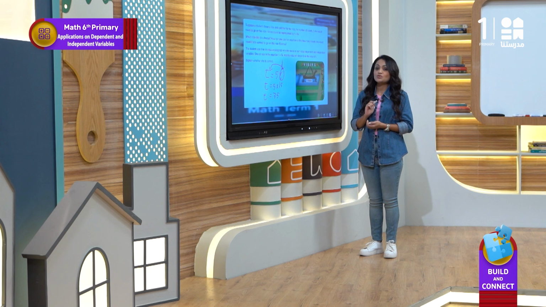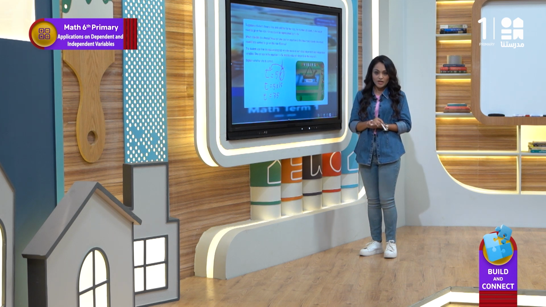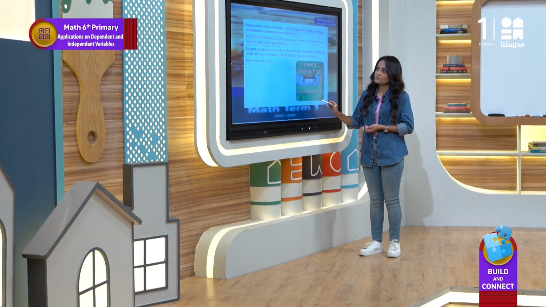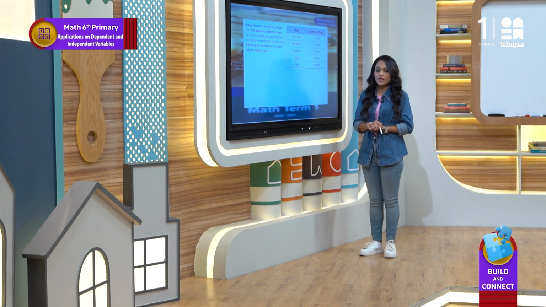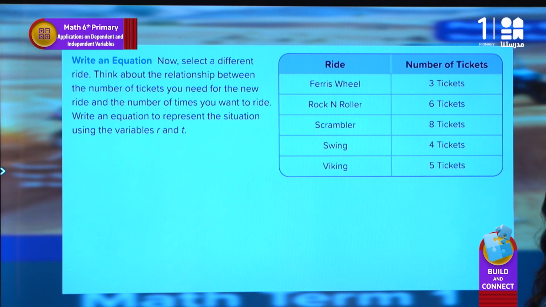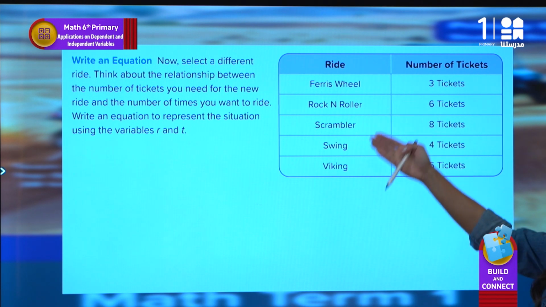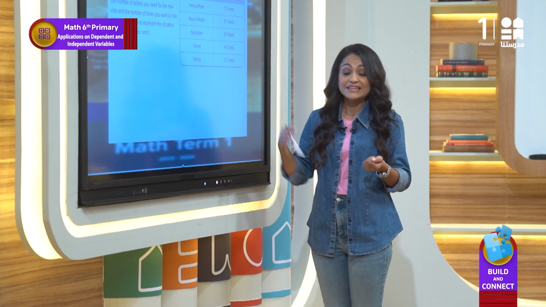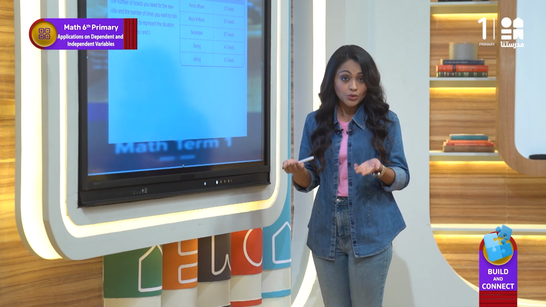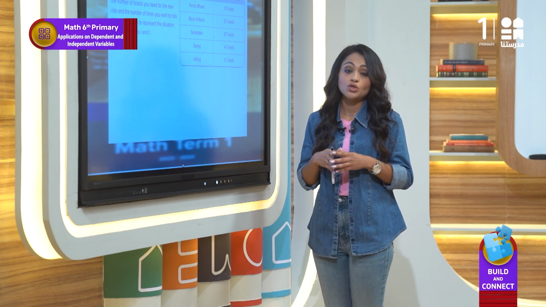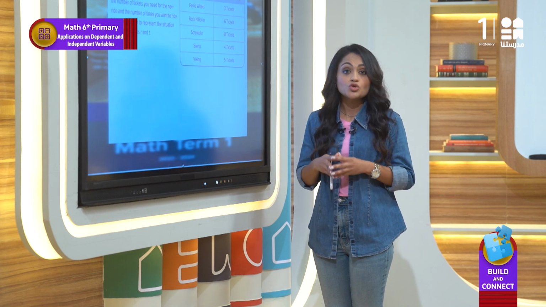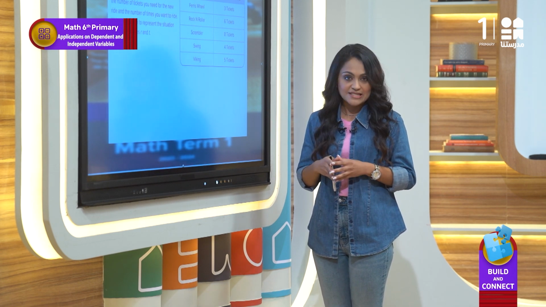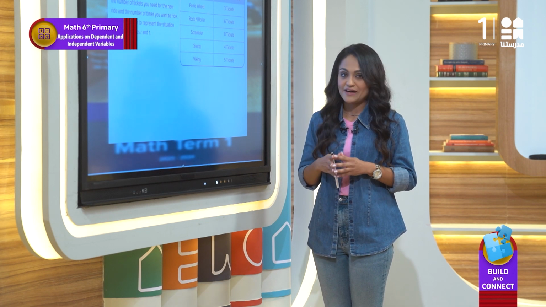Okay, now let's choose another game in the activity titled Write an Equation. Use the previous table that shows the names of the rides and number of tickets, okay? Think about the relationship between the number of tickets you need for the new ride and the number of times you want to ride. I'll give you time to choose the game you prefer and write an equation to represent the situation using the variables r and t. And we will check the answer when we get back.